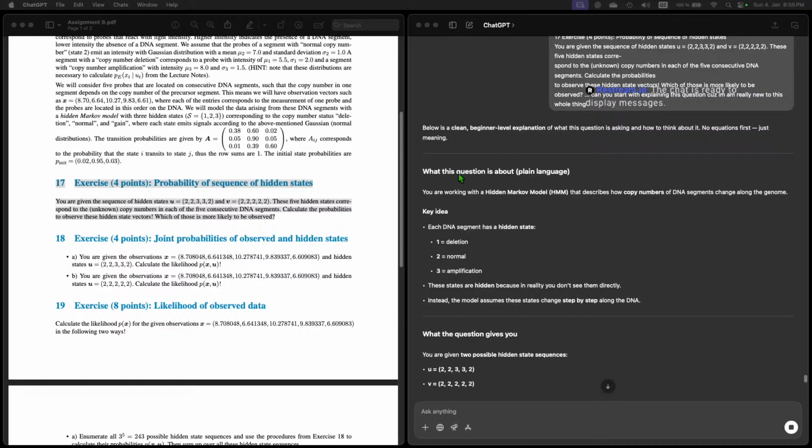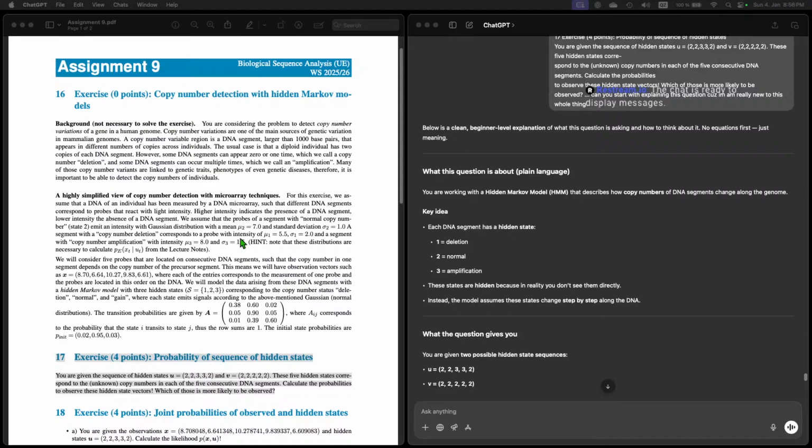What is the question about? You're working with a hidden Markov model that describes how copy numbers of DNA segments change along the genome. Again, I kind of forgot what copy numbers were. Copy number variations are one of the main sources of genetic variation in a mammalian genome. So, copy number variation, copy number.